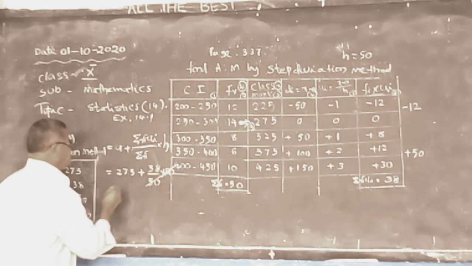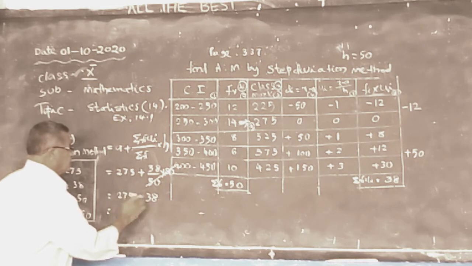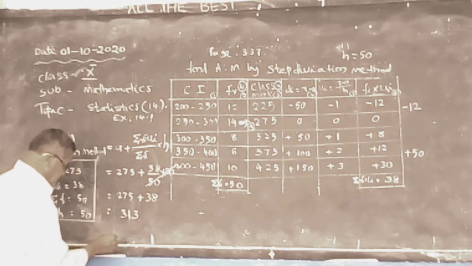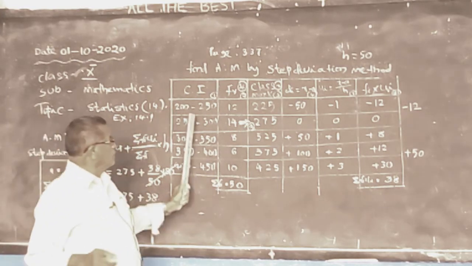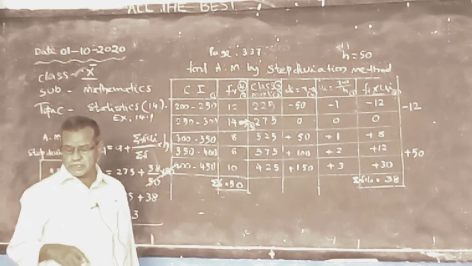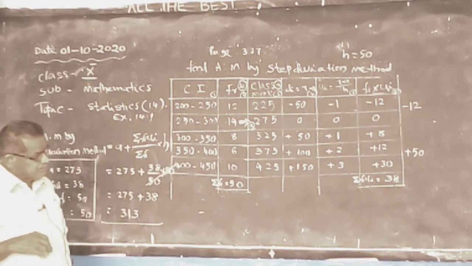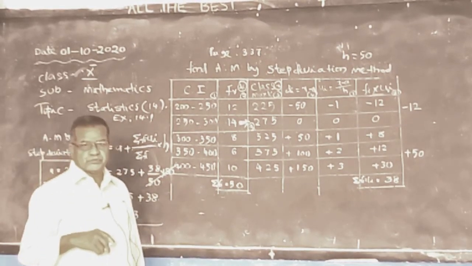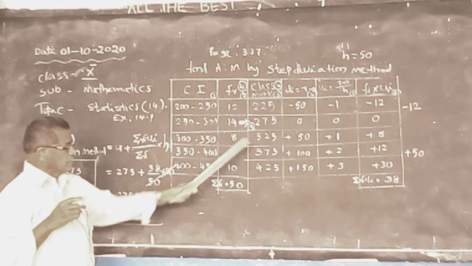Here 50 and 50 cancel. 275 plus 38 is 313. This is the answer. See, it is an easy method, the step deviation method. If the class values and frequencies are big in size, then it is better to do the step deviation method. You can also practice the direct method and deviation method, using a scale to draw all these methods.